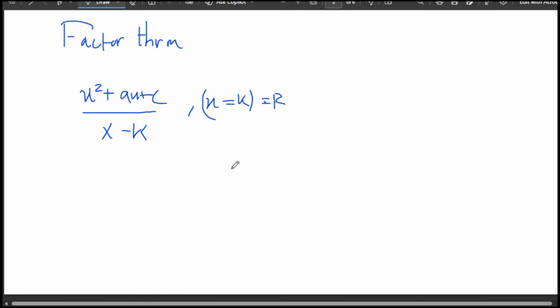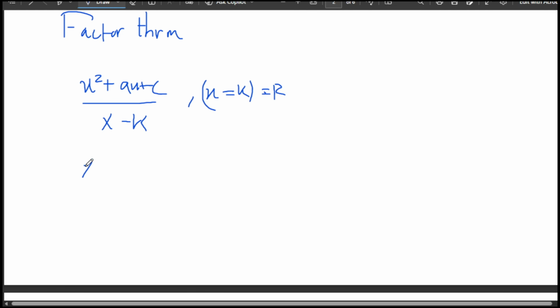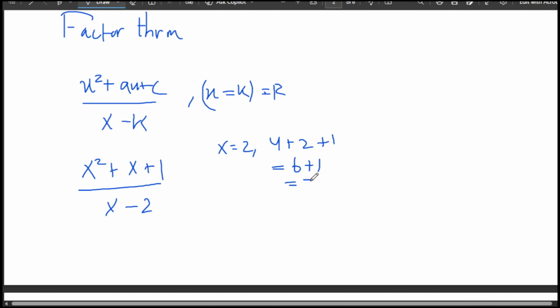So for example, if we have x squared plus x plus 1 divided by x minus 2, you're going to find the value of the numerator. When x equals 2, it equals 4 plus 2 plus 1. That will be 6 plus 1, which is 7.